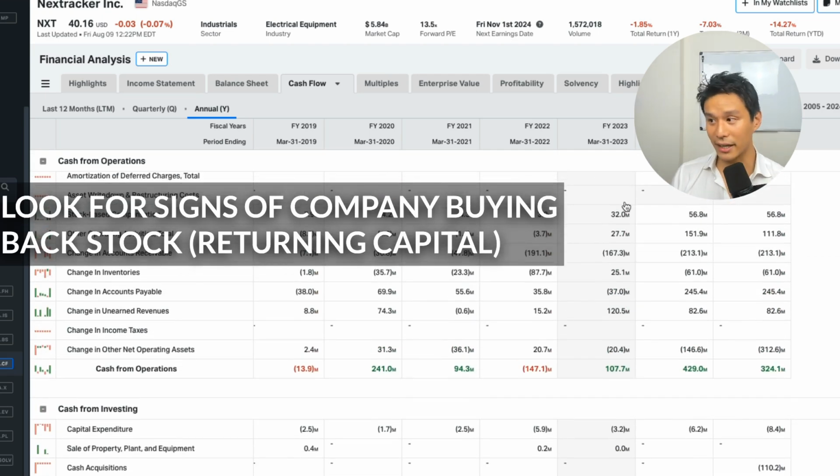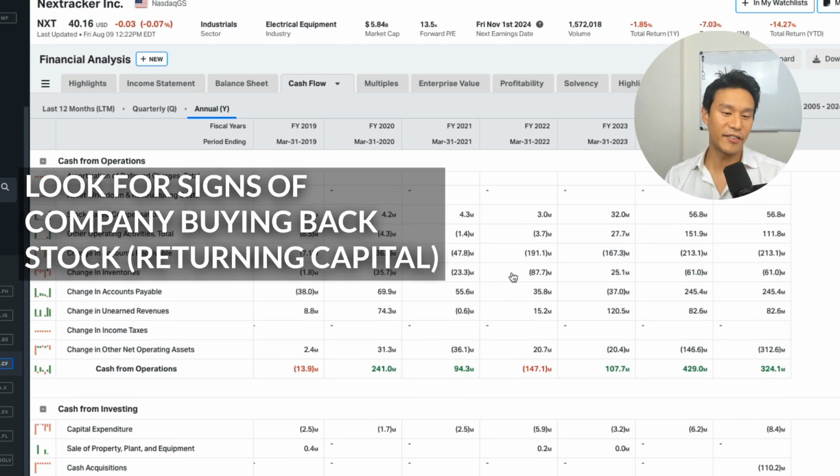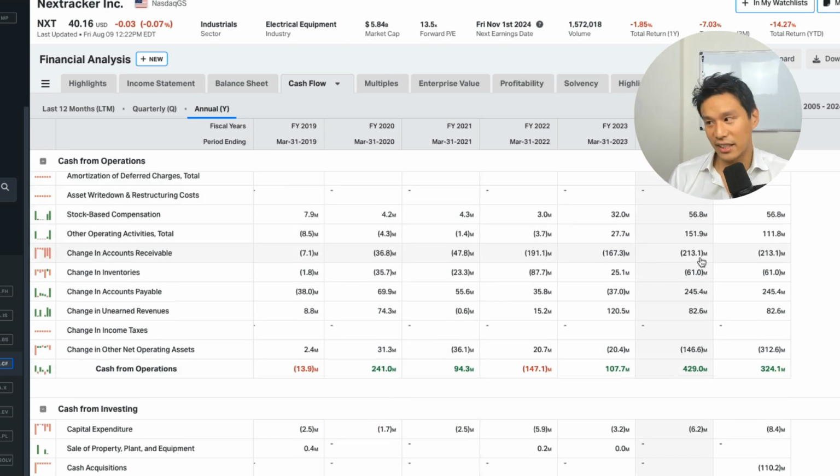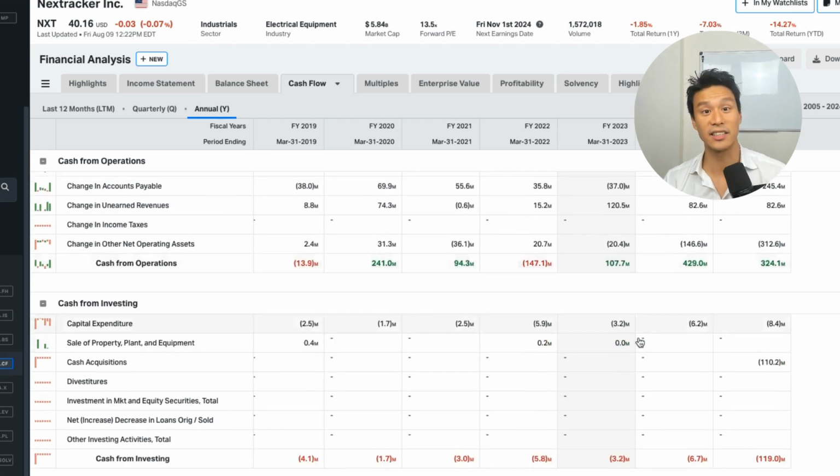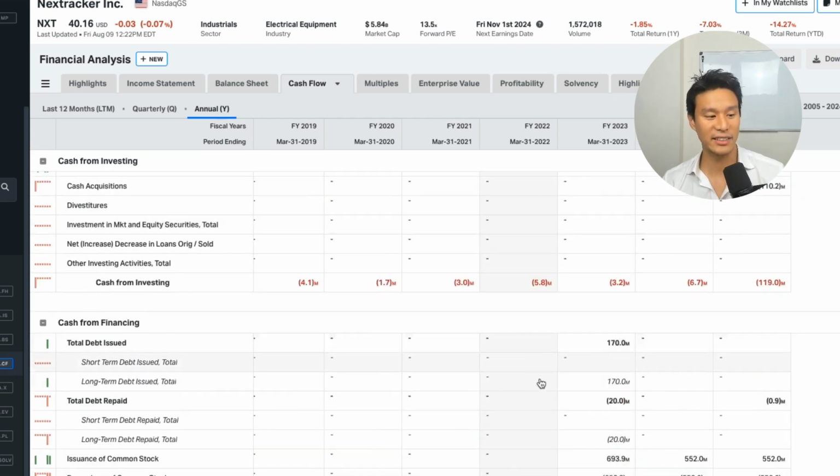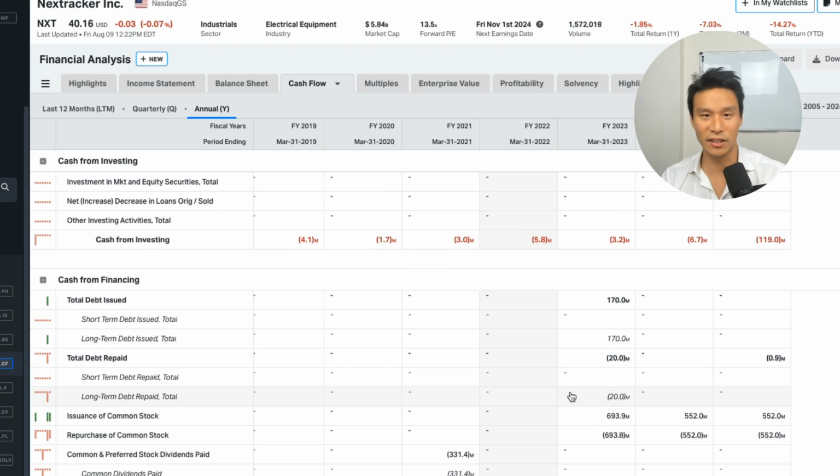Ideally, I prefer the buying back stock as an investor. And then finally, I'll just look through and see if I see anything interesting, because this is organized basically with the cash from operations, the cash from investing activities, cash from financing activities. Basically, you can see this as a record of what the company is doing with its cash. So you can sometimes see some interesting things.